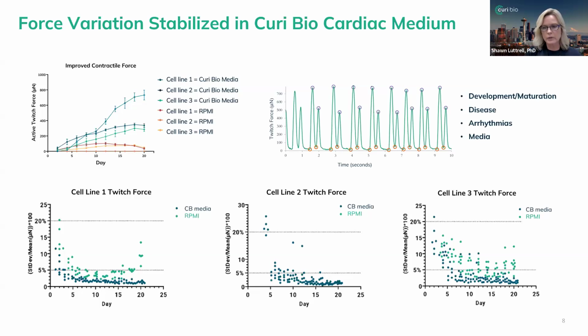And you can see when we culture the tissues in Curi Bio media, the forces stabilize within a couple of weeks and contractility becomes very consistent. It's interesting to know also that in the cell line 2, tissues were not even functional in RPMI media, so we couldn't even detect their contractility.